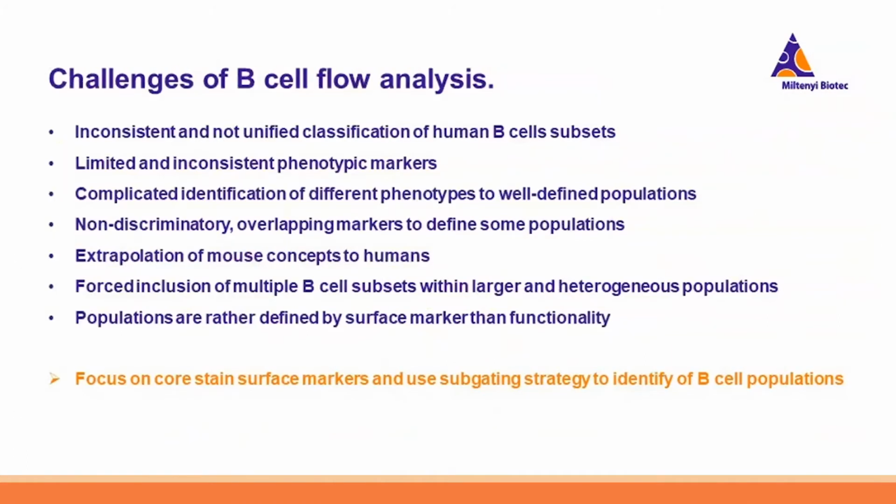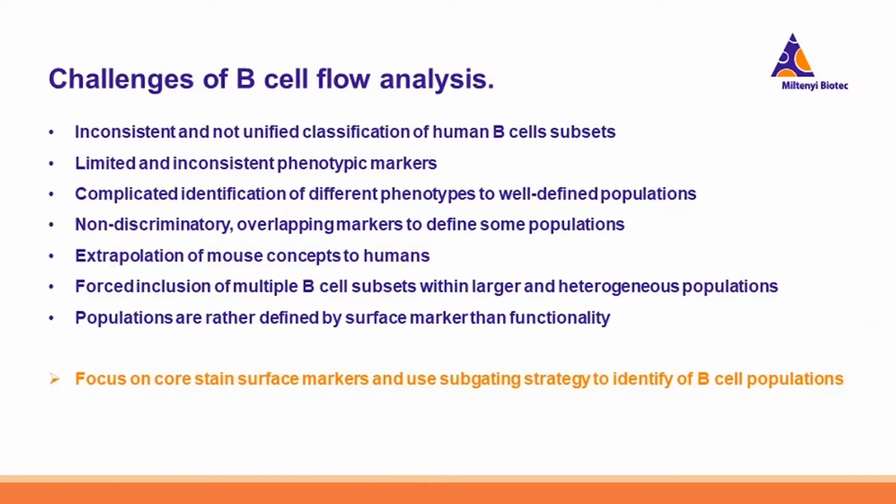And this already leads us to the challenges that you can face with B cell flow analysis. It's really a bit difficult because we have very inconsistent and not really classified subsets in human. We don't have that many phenotypic markers that are really consistent, so it's complicated to identify them because you don't have well-defined populations. They have overlapping markers, so you have larger heterogeneous populations, which makes it really difficult.